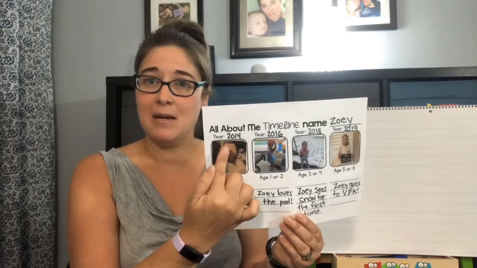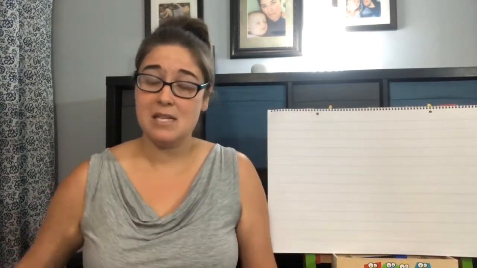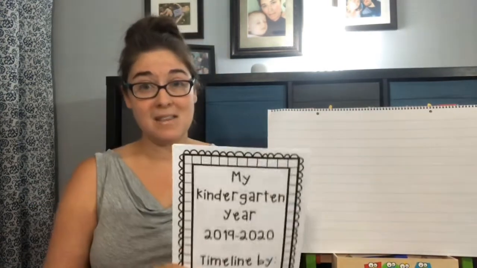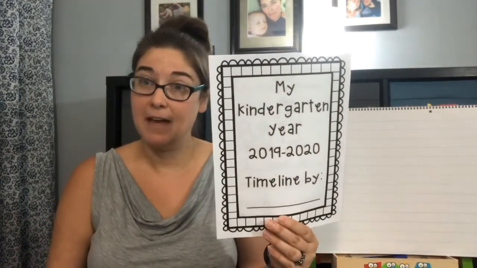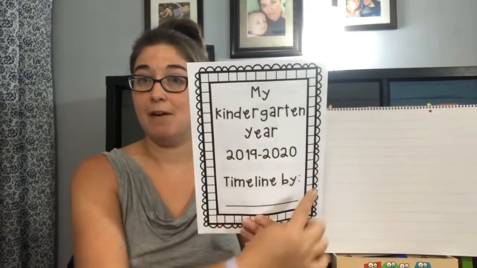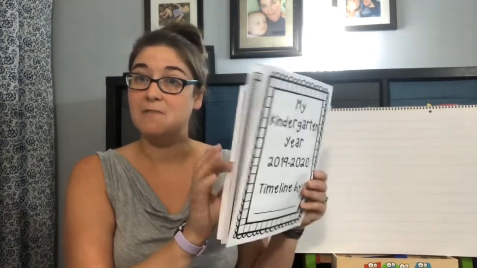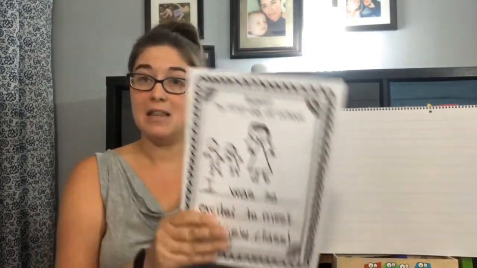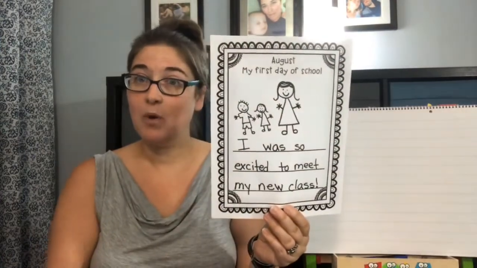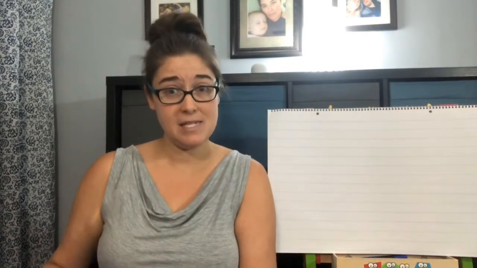Okay, and our timeline up here went by different years. The timeline that we are making is going by the months of kindergarten. So each month of kindergarten, we're going to be writing about something that happened, an event. And we already have our timeline cover made. We've been working last week on all different pages in our book. I know we worked together last week on the August page where we talked about our first day of school. Now, we didn't do it together for the rest of the week.